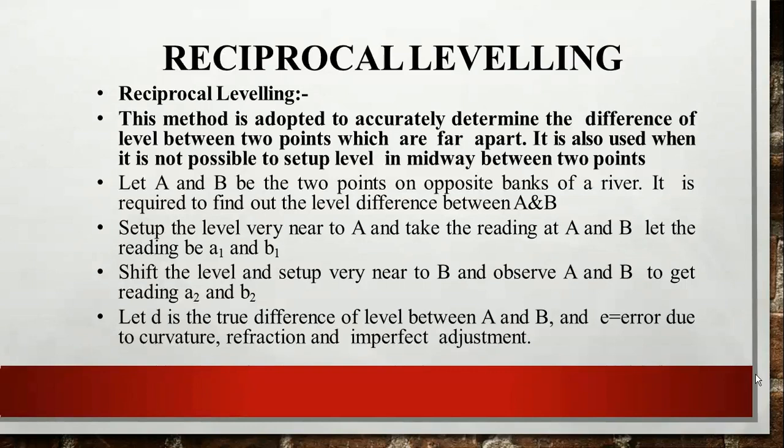For that, you have to set up the level very near to A and take the readings at A and B. Let the readings be A1 and B1, right? Now you have to shift the level and set up very near to B and observe A and B to get the readings A2 and B2. Now, let D be the true difference of level between A and B, and E be the error due to curvature, refraction and imperfect adjustment, right? So, by applying corrections for the error, you are able to find out the difference between the 2 points, that is A and B.